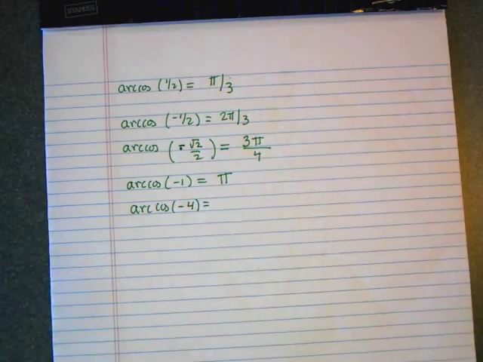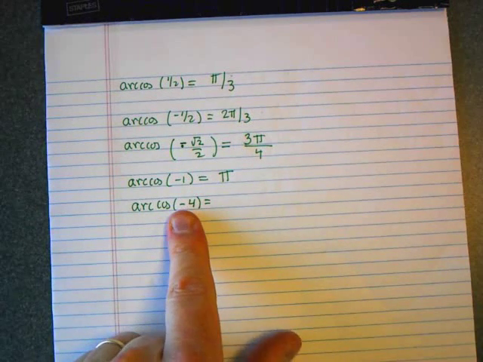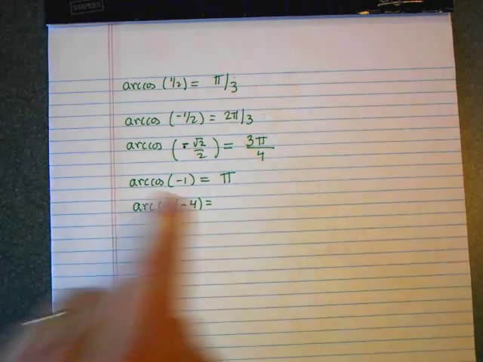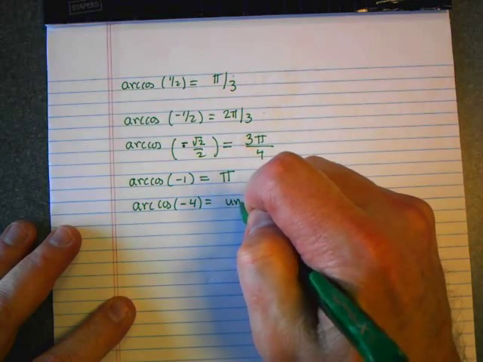What's the arc cosine of negative 4? Not 0. Not 2 pi. Undefined. Why undefined? What kind of numbers can I plug into arc cosine? Only numbers between negative 1 and positive 1. Is negative 4 between negative 1 and positive 1? No, another trick question. This is undefined.